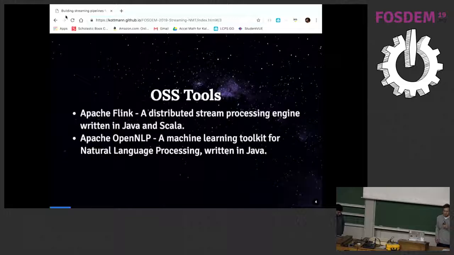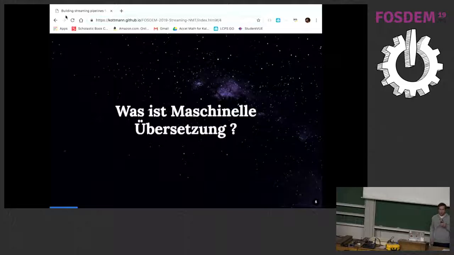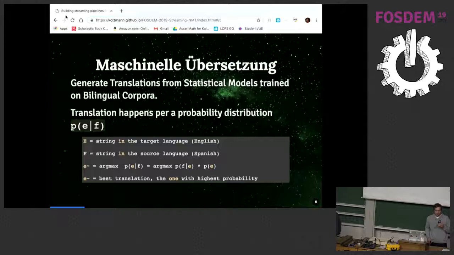Let me start with what is machine translation. We have here this definition. E is the string in the target language, the language I speak and would like to translate to. F is a string in the source language, maybe the one I don't speak, like Spanish, for example. Now we want to maximize the probability of E, and the best translation from the model is the one with the highest probability.